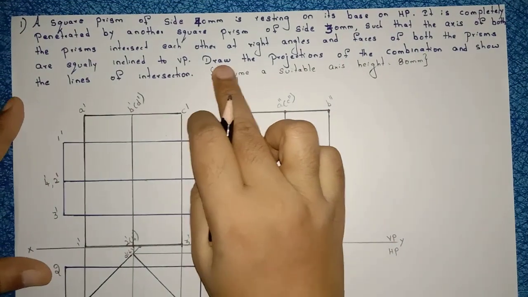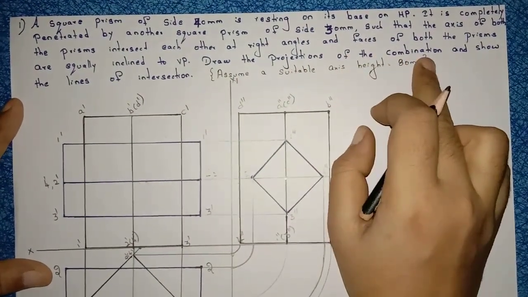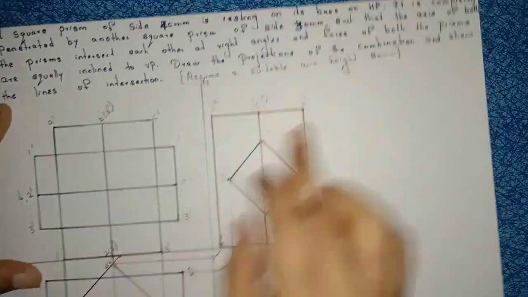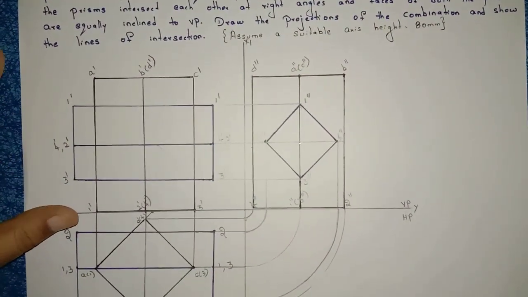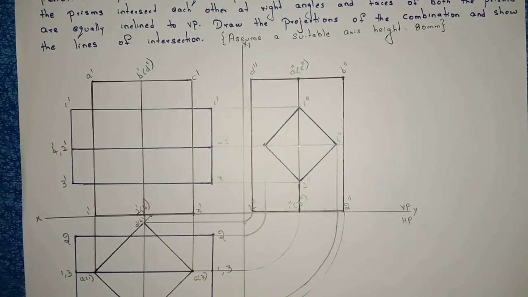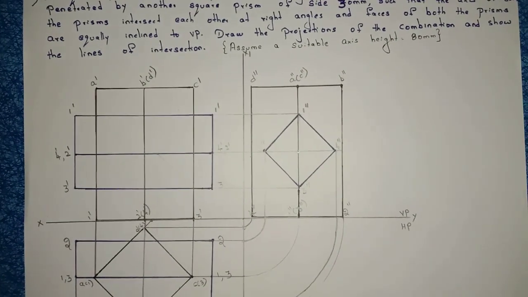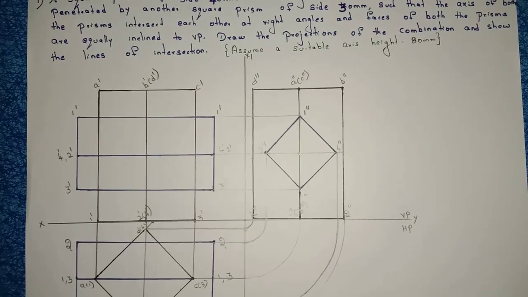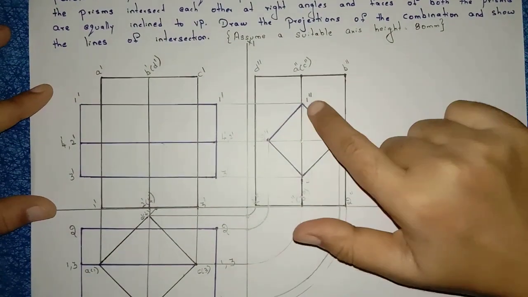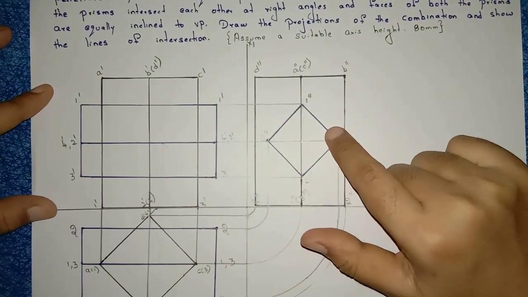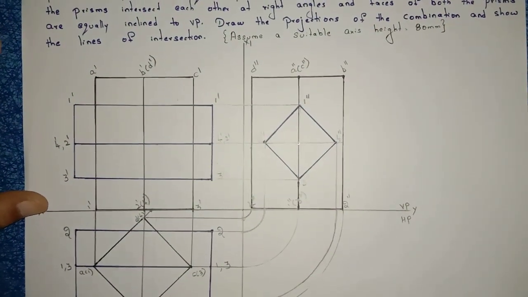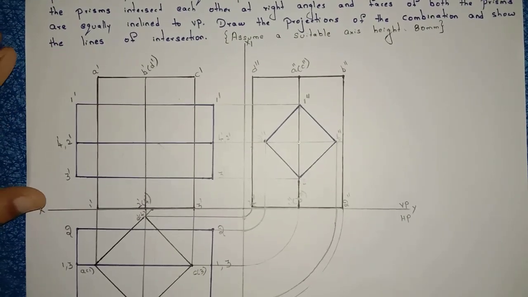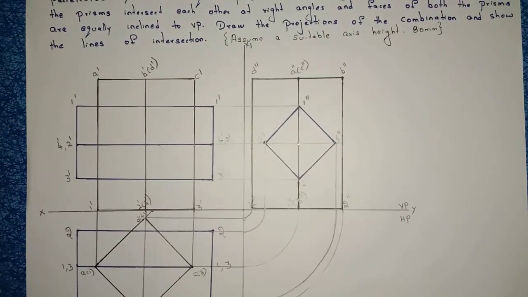What is the output? Draw the projections of the combination. So this is the projections of the combination, and show the lines of intersection. Show the lines of intersection. Now you see what I have to mark here. This is the square prism, right? If this square prism intersects with another square prism, what are the lines of intersection? We have to mark that.